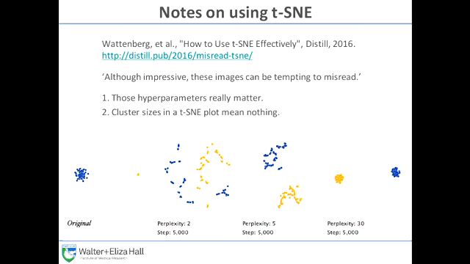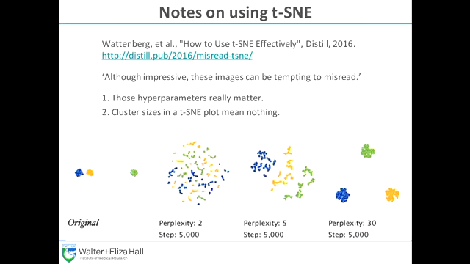So that's an important thing to be aware of. Similarly, unrelatedly, cluster sizes and locations in a TSNE plot don't have any inherent meaning. So PCA is really nice to interpret because it's kind of linear and it's honest about the distances that it presents. That's not the case for TSNE.